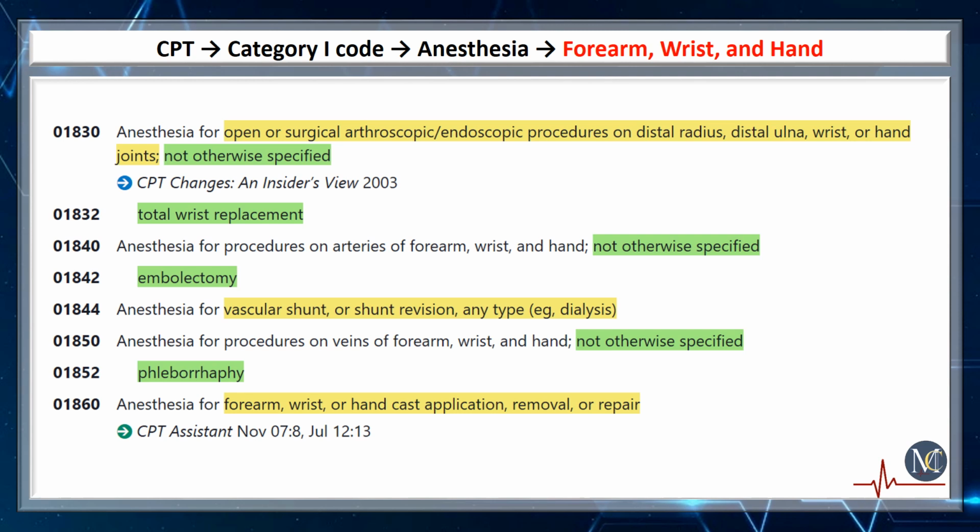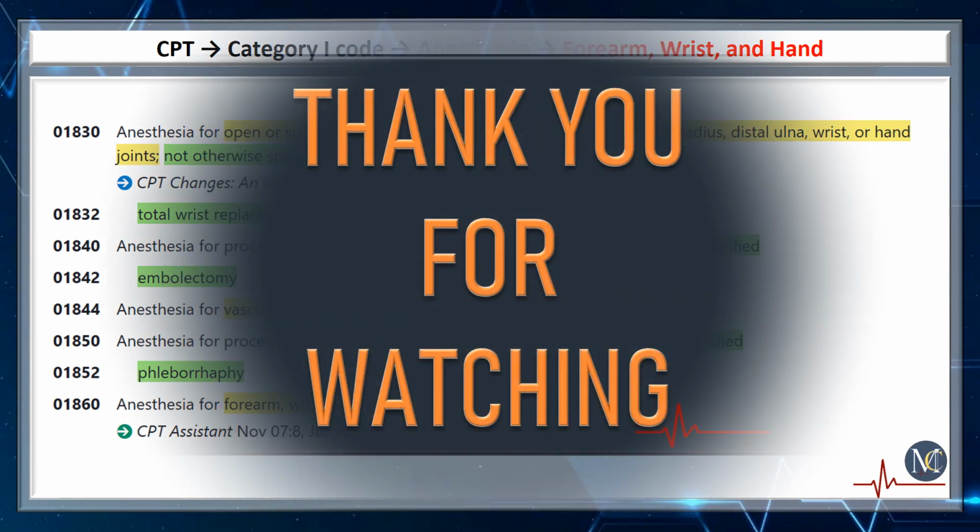Next code is 01850, anesthesia for procedures on vein of forearm, wrist and hand not otherwise specified. Next code is 01852, phlebotomy. Next code is 01860, anesthesia for forearm, wrist or hand cast application, removal or repair.